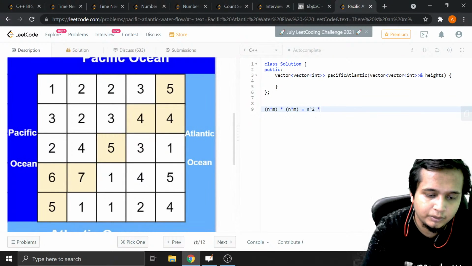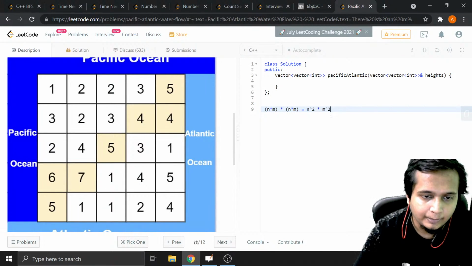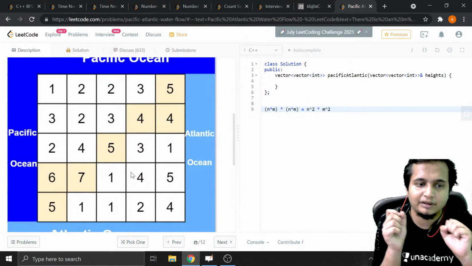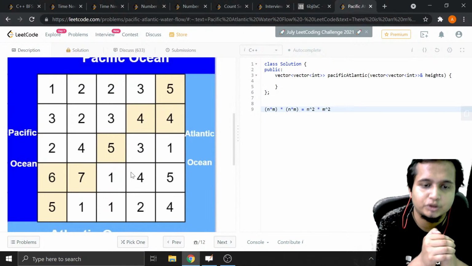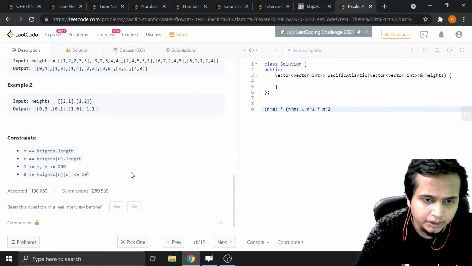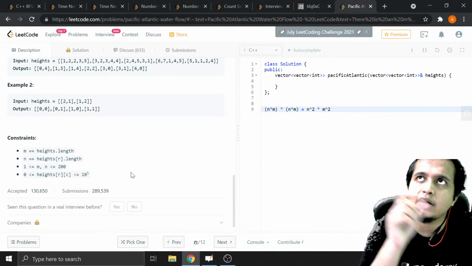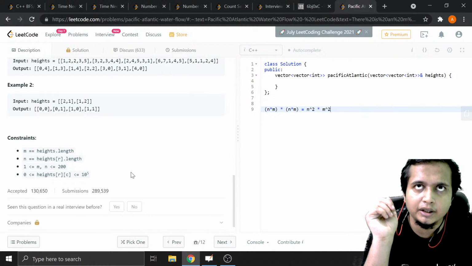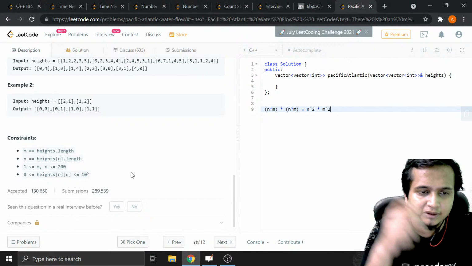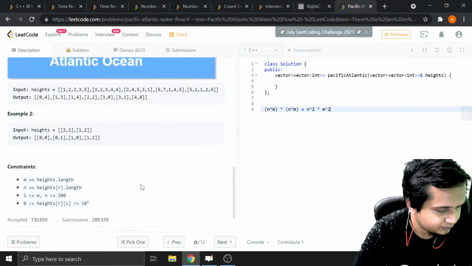So time complexity would be n square into n square. That would be the time complexity if we start checking from every cell whether it is possible to reach the Pacific Ocean or the Atlantic Ocean or not. Let me see the constraint. 200, 200. Okay, so I think it would be greater than 10 to the power 8, right? So I think this solution will not pass. But just tell me if this solution is clear to you guys.